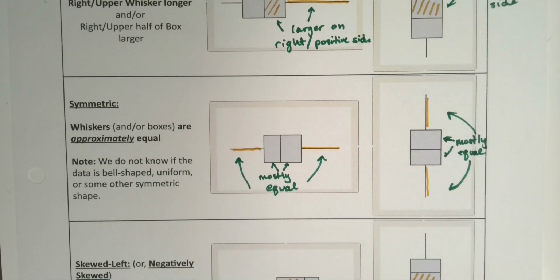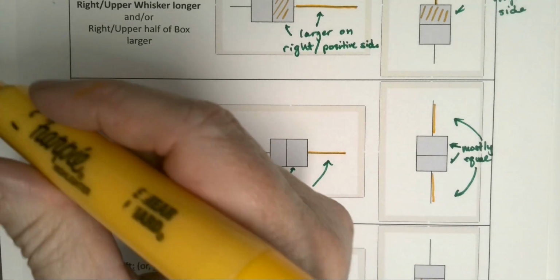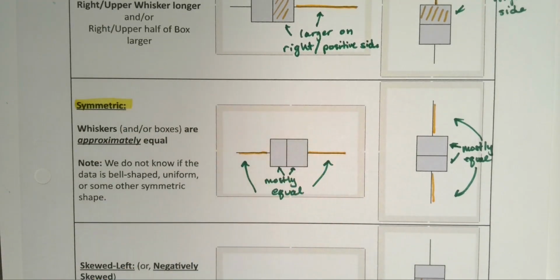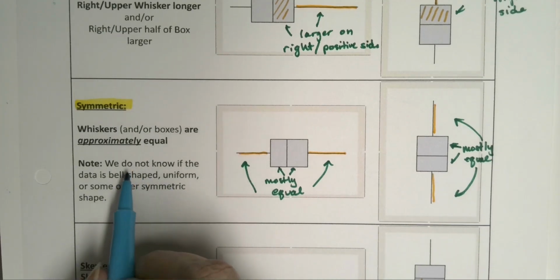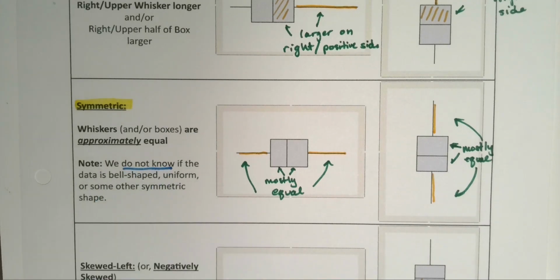Now, if they're symmetric, that'll mean that everything's approximately equal, right? So symmetric will mean that the whiskers are basically the same and the boxes are basically the same, more or less, right? Now remember, we don't know what kind of shape that is. There are a lot of different symmetric graphs, uniform, bell-shaped, all sorts of things. So we don't know the shape of it, but we do know that it is symmetric, that it's even on both sides. But we don't know whether it's bell-shaped.